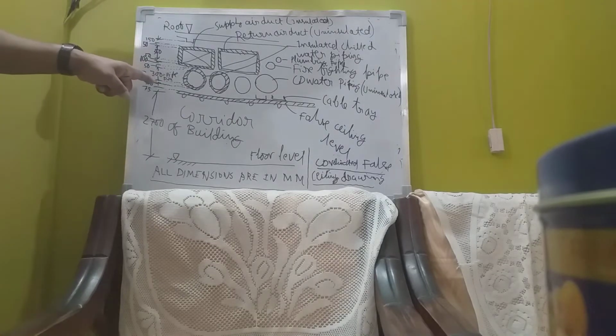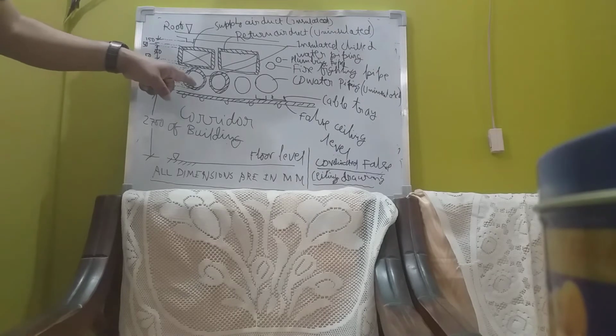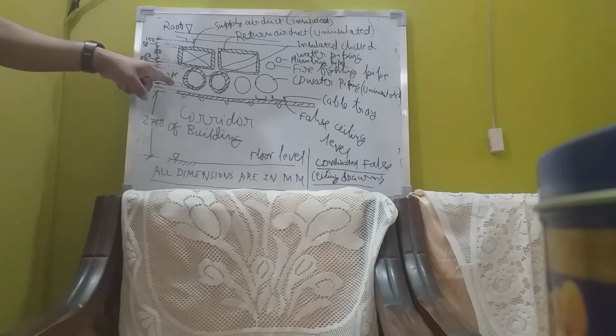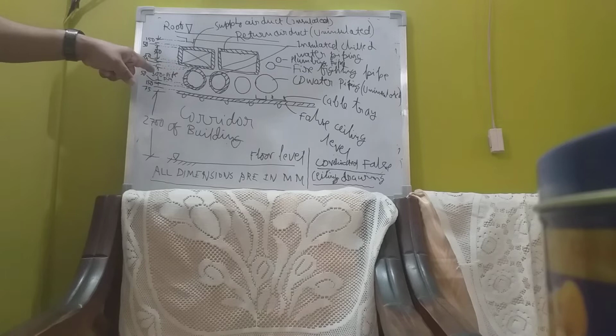Above that there is 50 mm thick insulation. We have taken 50 mm thick. Along with that, the pipe diameter. I have taken the pipe diameter as 300 mm. So, 300 mm pipe diameter.